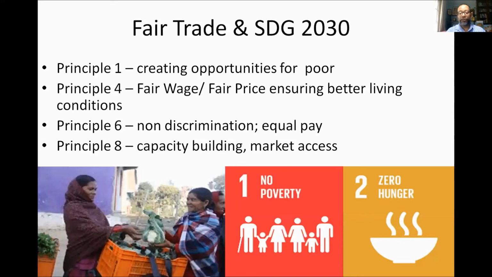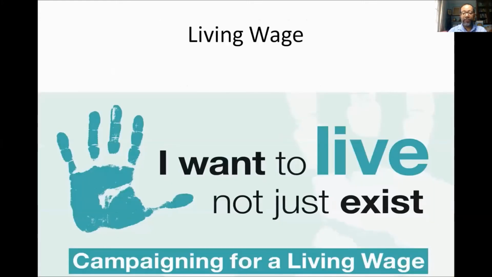Okay. And definitely, as I said, fair trade is contributing to attaining the SDGs by 2030. Fair trade principles 1, 4, 6, and 8 are directly contributing to these 2 goals, no poverty and zero hunger, because we work on economic rights. Likewise, we are also advocating a living wage, because fair trade should provide sufficient earning for the people. They can earn with their skill and knowledge. So we have been advocating that.